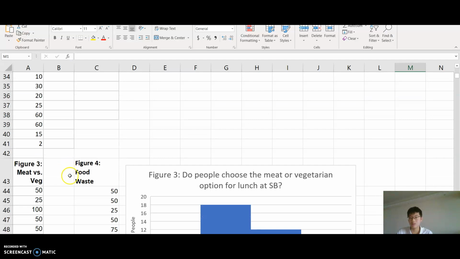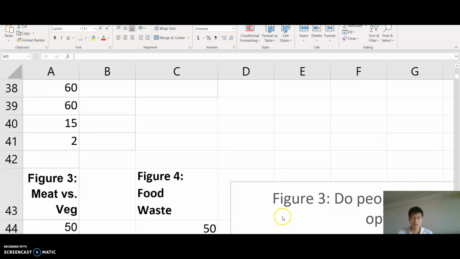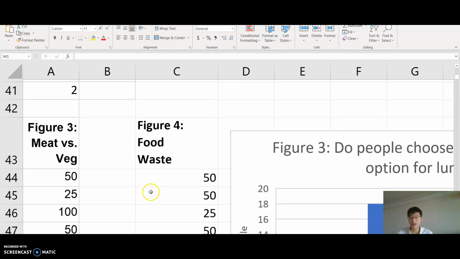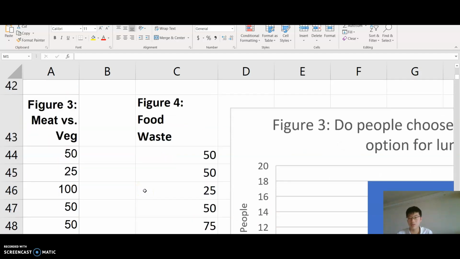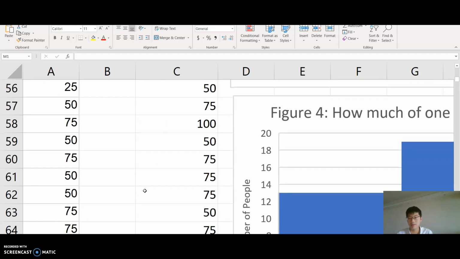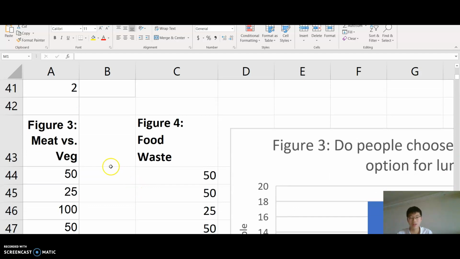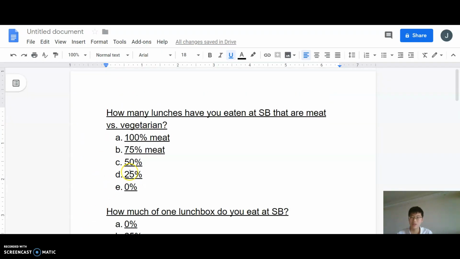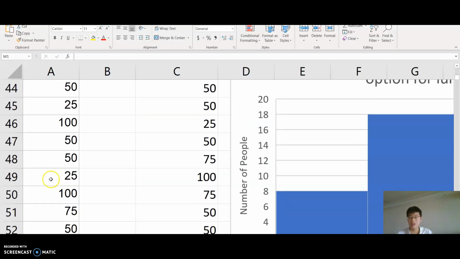How about we just focus on this part here. So here, I just put in all of the numbers. For figure 3, this is just meat versus vegetarian. That's that first question, this first question here. That is all of the answers.